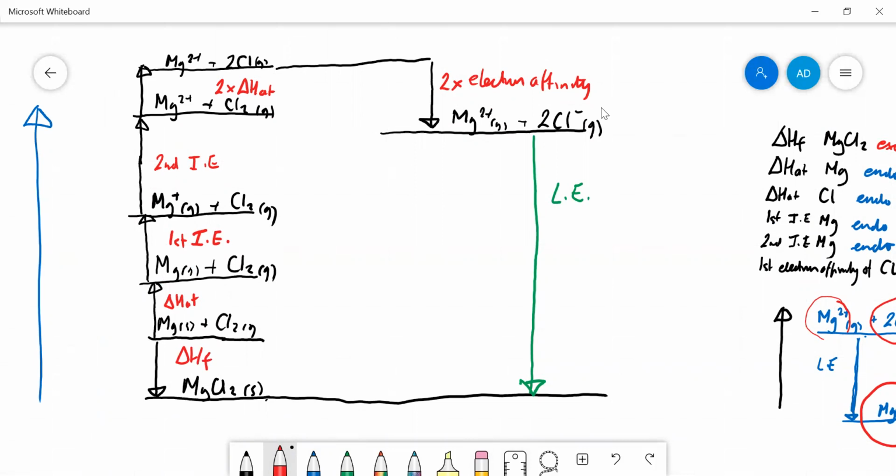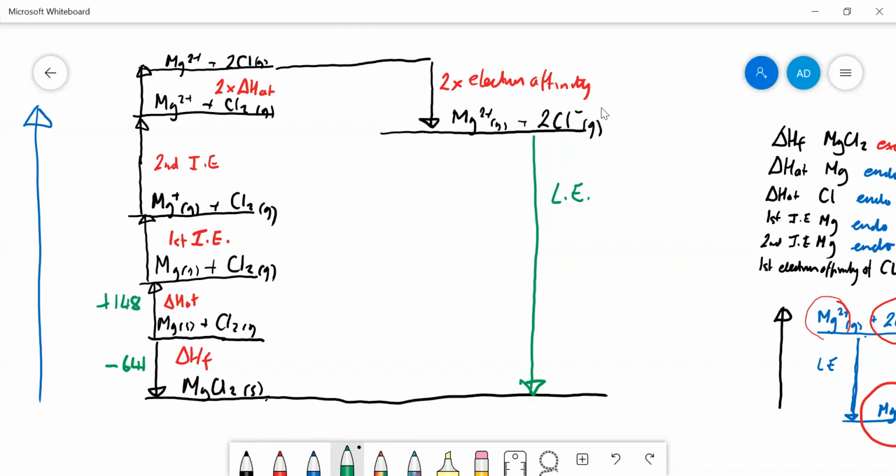So I've got the numbers ready here, and you'll be given this. So this is -641. The atomization of magnesium, I haven't looked that one up again. I did that with the sodium last time. Here it is, magnesium. That delta H atomization of magnesium is a bit more than sodium. It's 148.